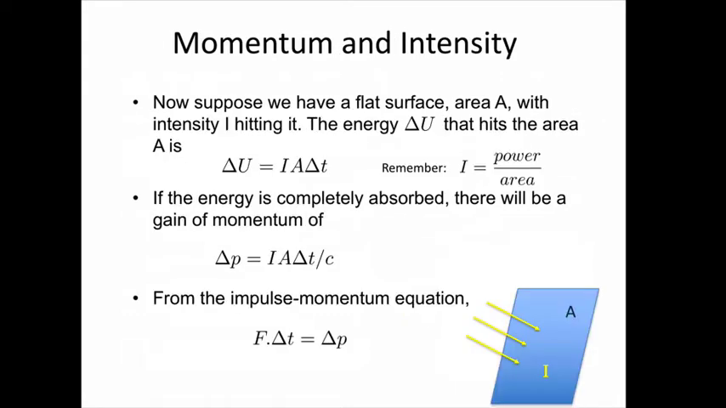Let's put that energy in terms of the intensity of the light. If we assume that our light has intensity I and hits a surface that has area A, then the energy delivered by that light is power times time, which is intensity times the area times time. And so the change in momentum is energy over c, which is I times A times delta t over c, if the light is completely absorbed.